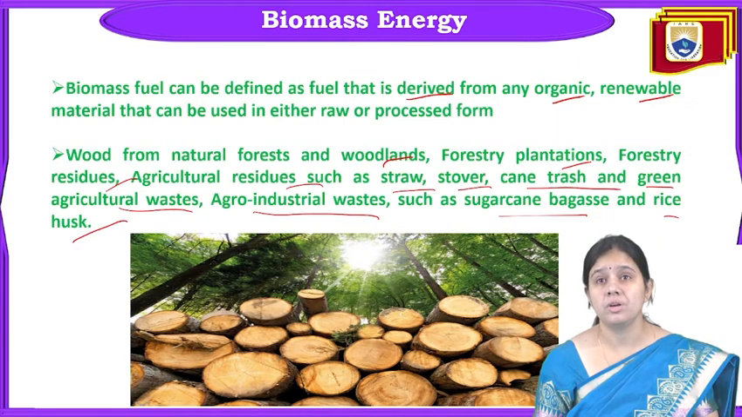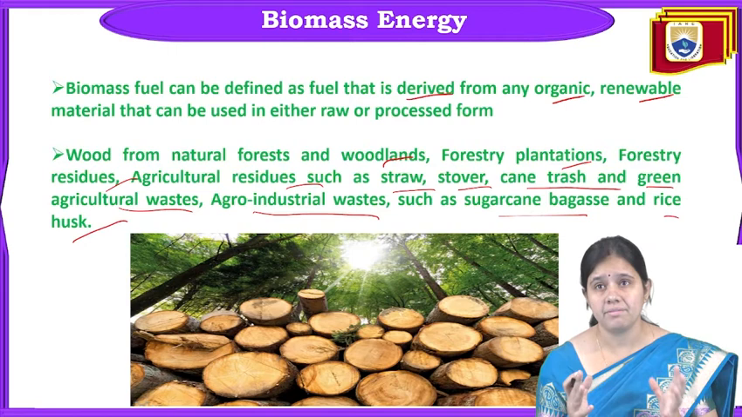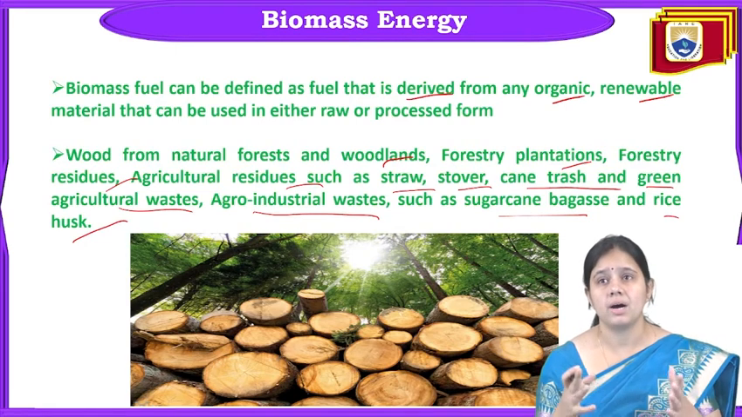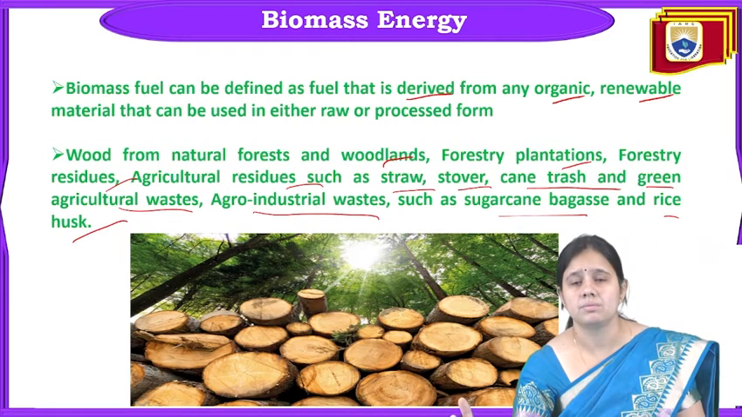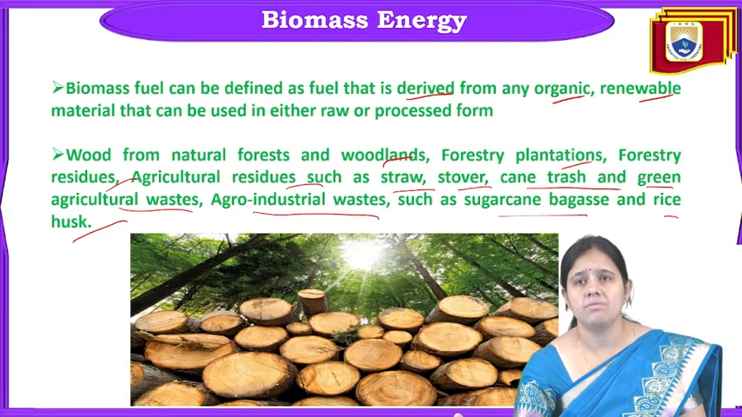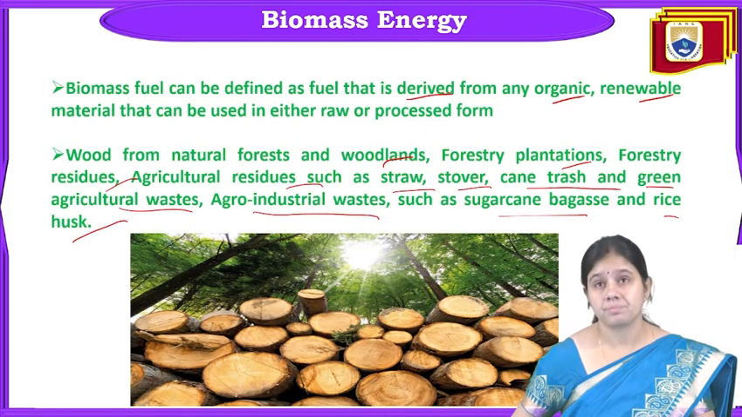The energy that we harness from organic or renewable material comes under biomass energy. They are an organic form of energy, and examples are natural forest, woodland, forestry plantation, forestry residue, agriculture residue like straw, stubble, cane trash, green agriculture waste, agro-industrial waste, sugarcane bagasse and rice husk. All these come under the category of biomass energy.